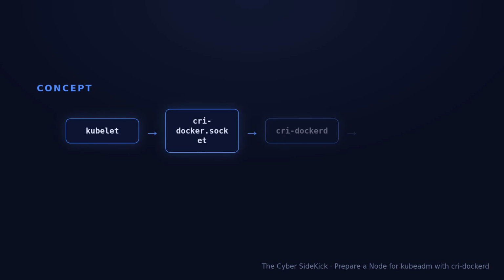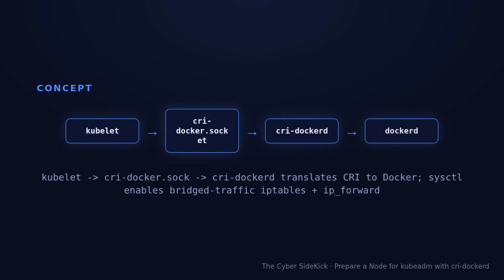Since Kubernetes 1.24, the kubelet only speaks the container runtime interface. Docker does not implement it, so cri-dockerd sits in between. The kubelet connects to the cri-docker socket, and cri-dockerd translates to Docker. On top of that, the kubelet and kube-proxy need bridged traffic to be visible to iptables, and need IP forwarding on, which is what the sysctl settings provide.